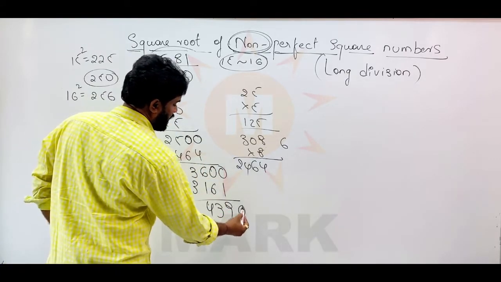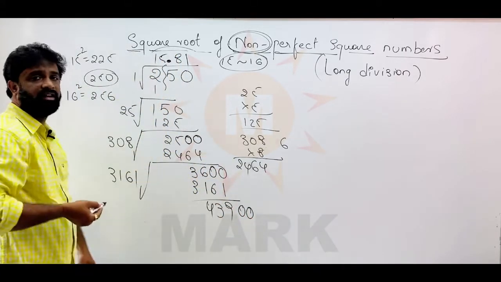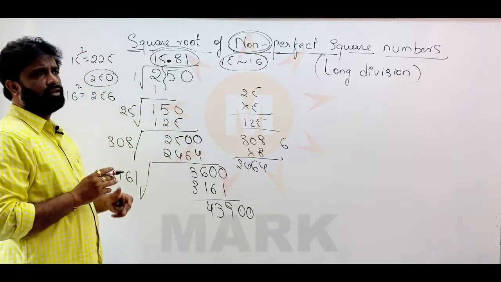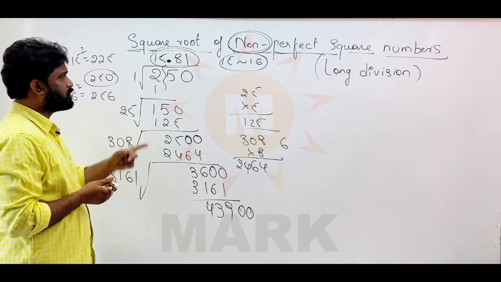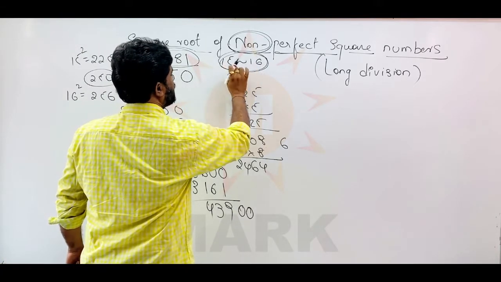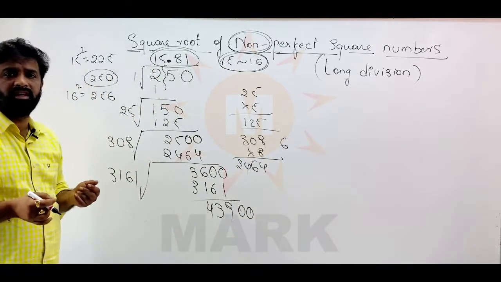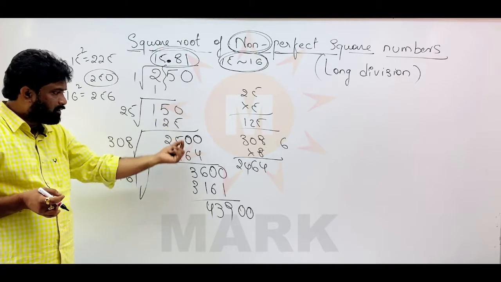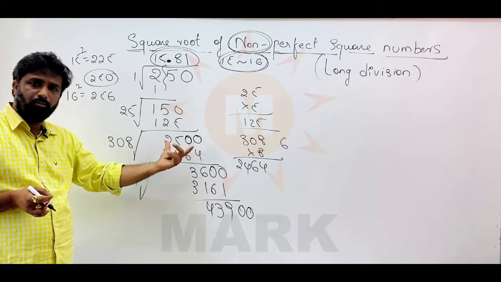If you want to go further, again put 2 zeros, take the double of this 1581, you can do it. But I think two-digit sensitivity after the decimal is enough. So 15.81. Already I said to you, this value is coming somewhere in between 15 and 16. So it is coming as 15.81. So put a point and afterwards start putting 2 zeros.